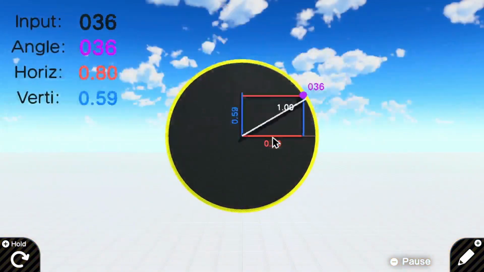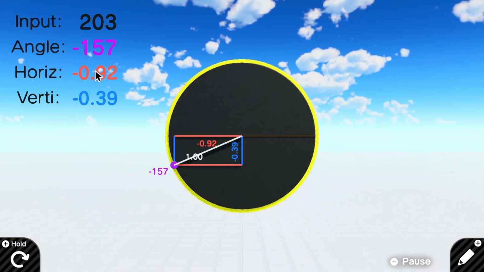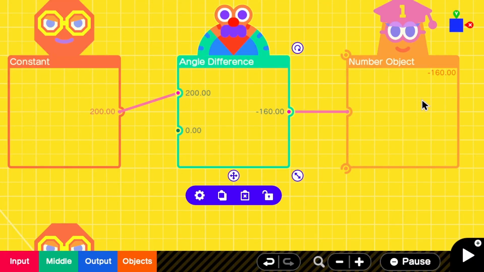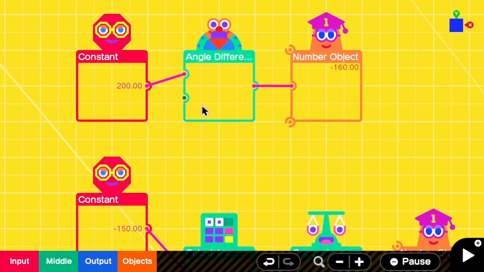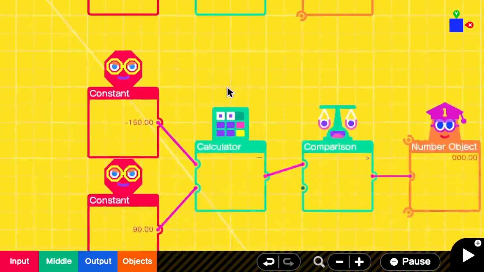Let me see here. Yeah, 200 should be negative 160. So if you need to get this angle between negative 180 and 180, just use an angle difference nodon. It's very cheap, just one nodon. And this is also very useful when you're doing math or other calculations that don't involve the angle to position nodon. So for example, the comparison nodon.